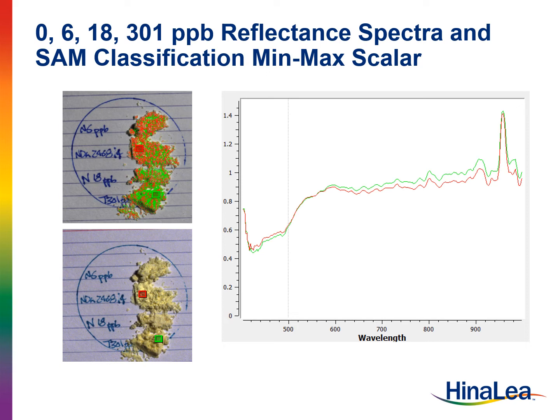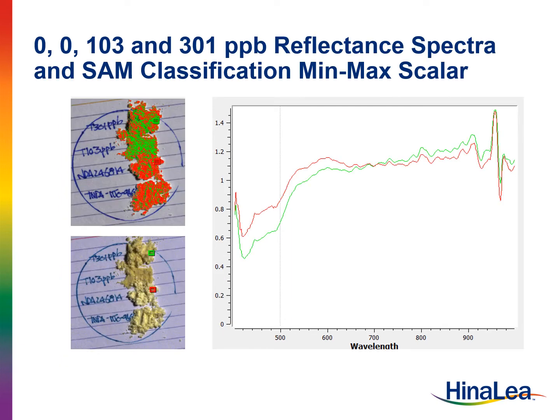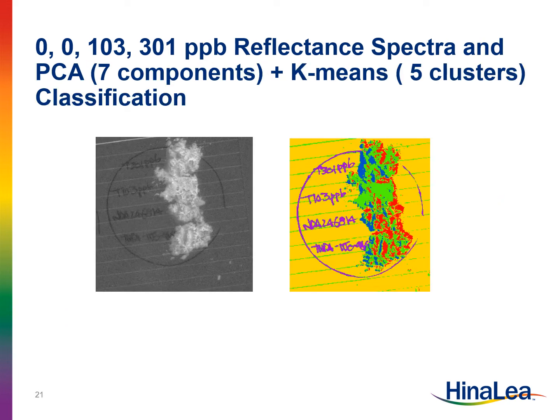Here we see a comparison of 0, 6, 18, and 301 parts per billion. This slide compares 0, 0, 103, and 301 parts per billion. Our unsupervised classification of the previous data involved principal component analysis with 7 components and k-means clustering with 5 clusters. Again, no additional endmembers were observed from that which was found using spectral angle mapping.